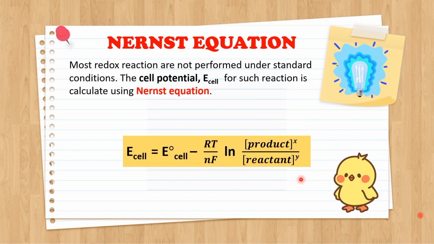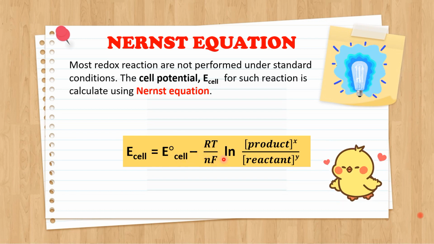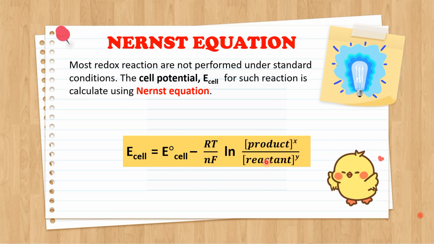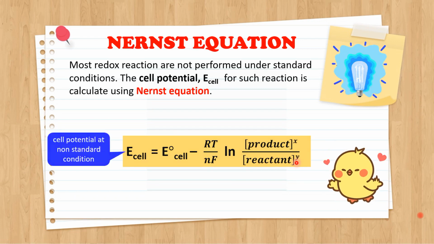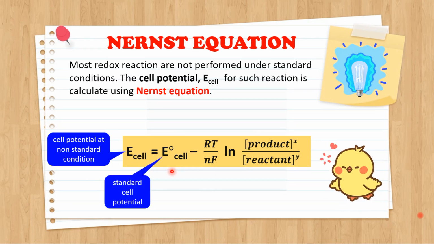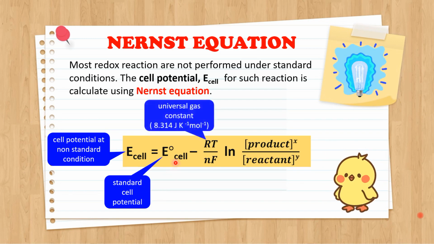This is the formula of the Nernst equation, that is E cell is equal to E naught cell minus RT over nF ln concentration of product to the power of x over concentration of reactant to the power of y. Okay, E cell here refers to the cell potential at non-standard condition. E naught cell is the standard cell potential at standard condition.